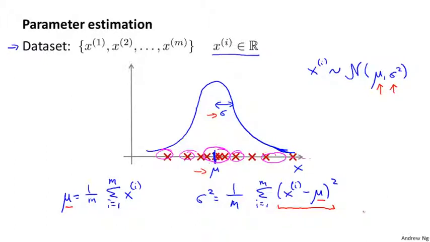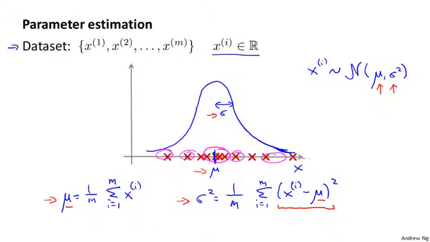And as a side comment, only for those of you that are experts in statistics, if you've heard of maximum likelihood estimation, then these estimates are actually the maximum likelihood estimates of the parameters mu and sigma squared. But if you haven't heard of that before, don't worry about it. All you need to know is that these are the two standard formulas for how you try to figure out what mu and sigma squared are given the data set.